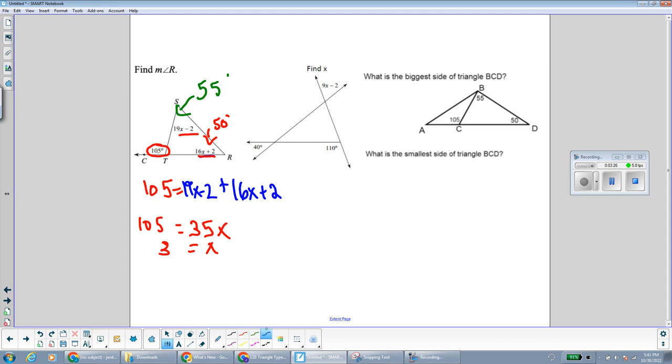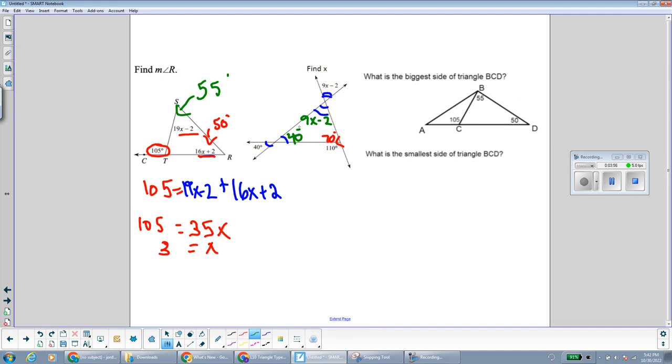Find x. So I see that we have vertical angles here. And recall that vertical angles are always congruent to each other. So if this is 40 degrees, this angle here is 40 degrees. If this angle is 9x minus 2, this angle is also 9x minus 2. I also know that these two angles here form a linear pair. So if this angle is 110, this one would be 180 minus 110, or 70 degrees.